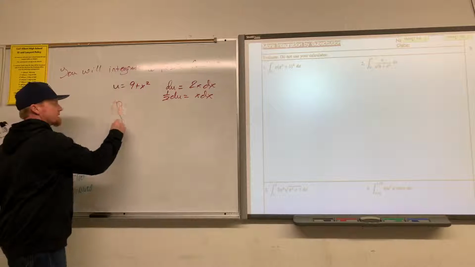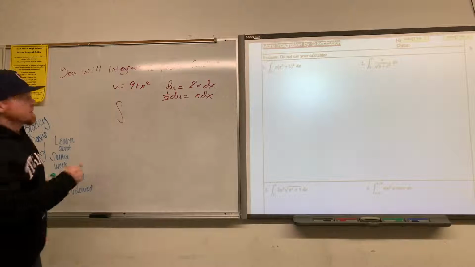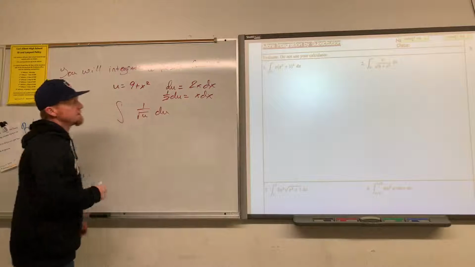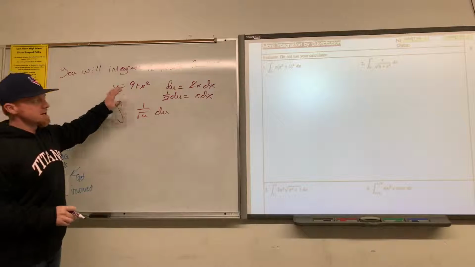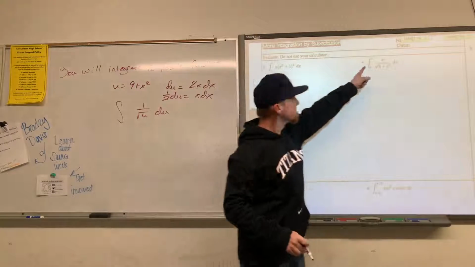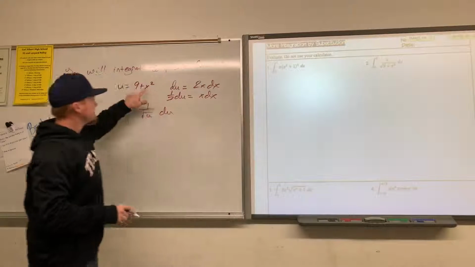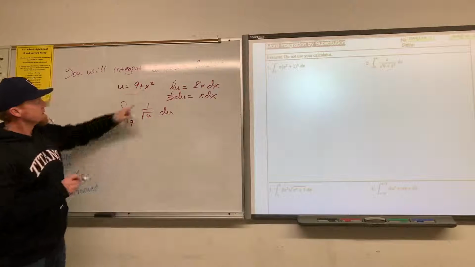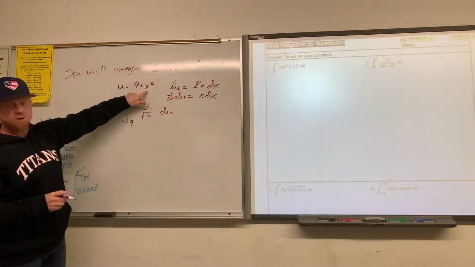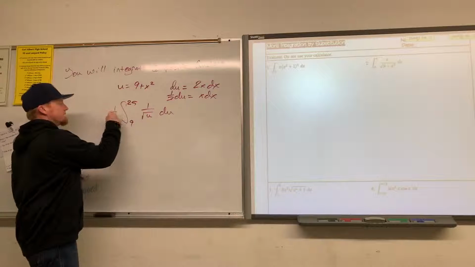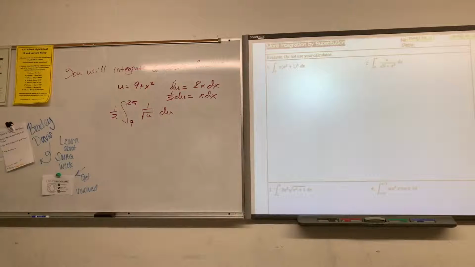Okay, now I'm ready to substitute. So I'm going to have 1 over the square root of u du, and then since I'm going to u, I need to change my limits from x to limits of u. So I have 0 and 4. So I plug 0 in here, 9 plus 0 gives me 9. I plug in 4, 9 plus 4 squared, which is 16, so that's 25. And then I need my 1/2 out front.